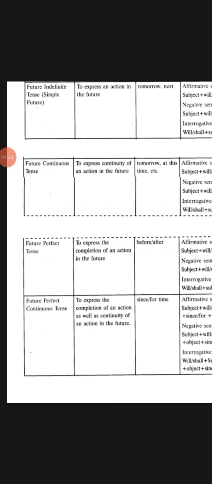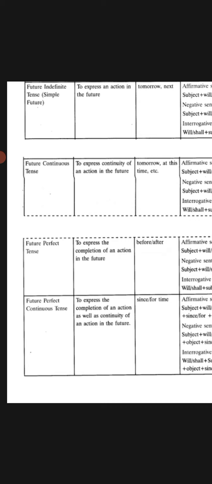Now, future continuous tense. Yes, whenever the continuous is coming, the first thing which comes to our mind is verb first form plus ing. So, what does the future continuous express? It expresses the continuity of an action in the future. So suppose any activity which is going on, it will still go on. The continuity will still go on in the future. It is expressed by the future continuous tense.